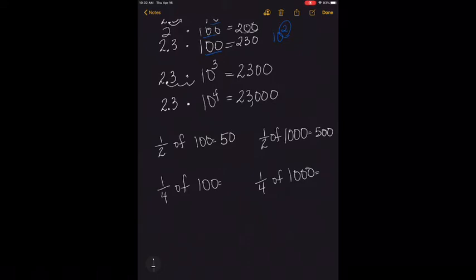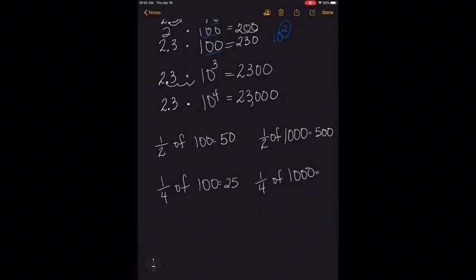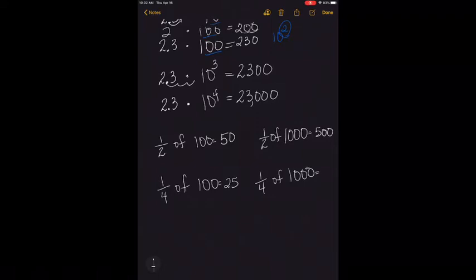So how about 1/4 of 100? Well, we know that 1/4 of $1 is a quarter, which is 25 cents. So 1/4 of 100 is 25. So how about 1/4 of 1,000? That would be 250.